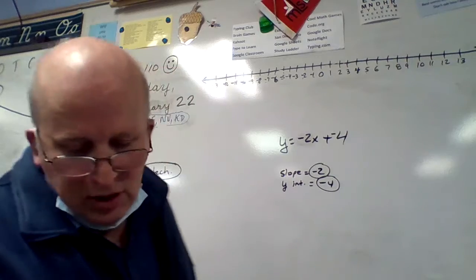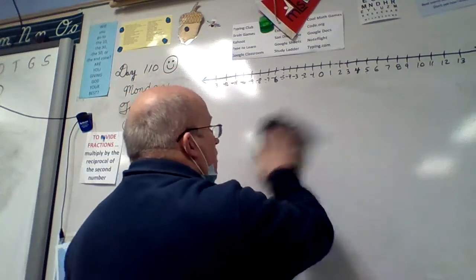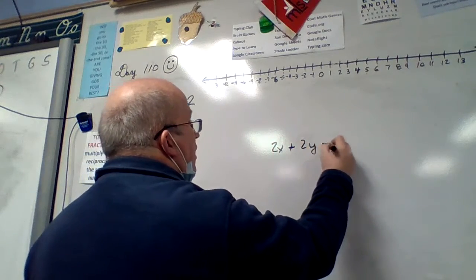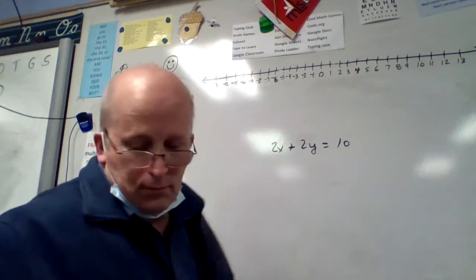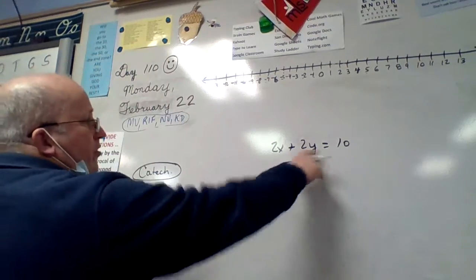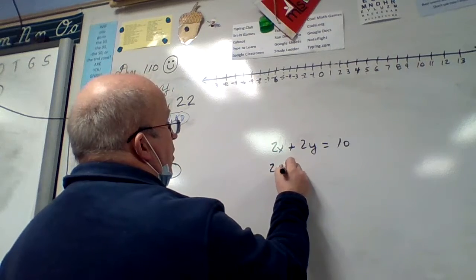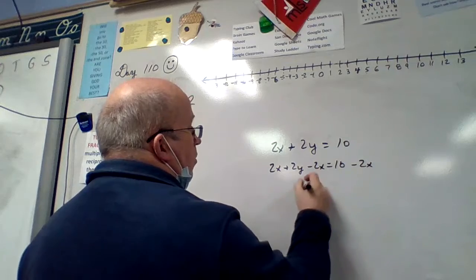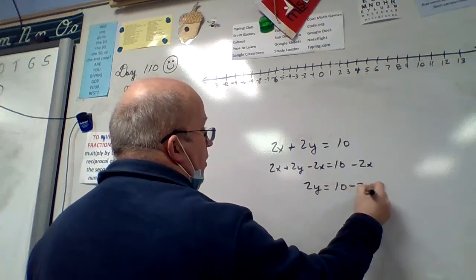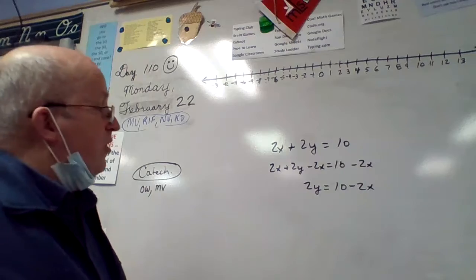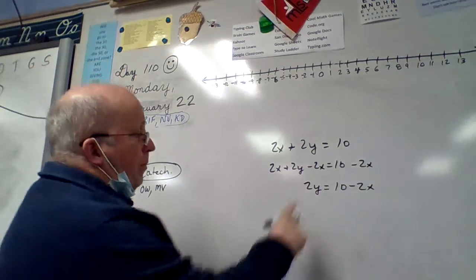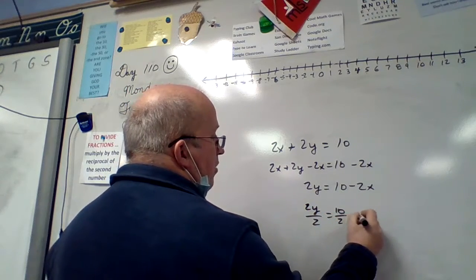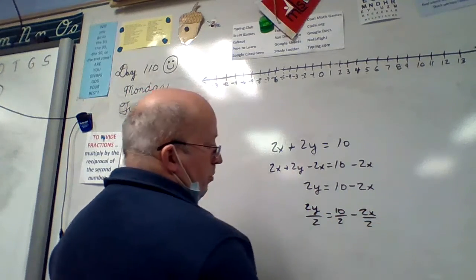How about something like number 3, where they've got, say, 2x plus 2y equals 10. First thing I notice is this is not in slope-intercept form. So I am going to subtract 2x from both sides because I want to get the y by itself. But guess what? The y is still not by itself. I've got to divide every term by that 2 because that'll give me my y by itself. So every term needs to be divided by 2.